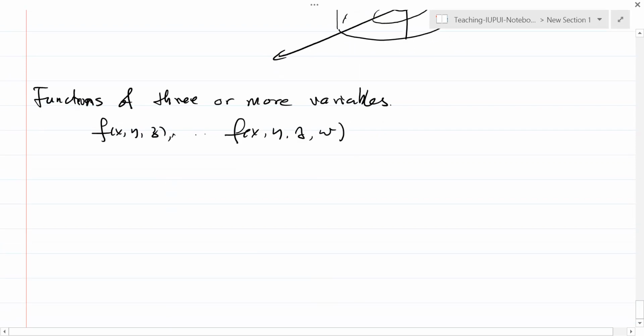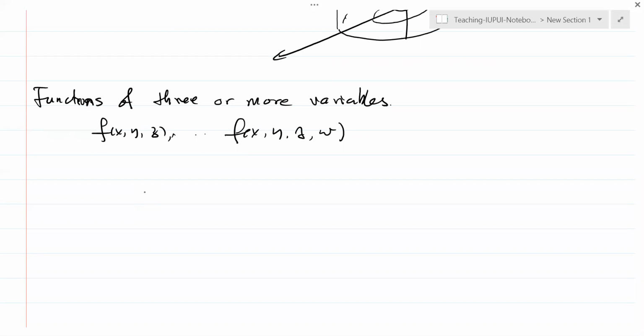This can be understood in a similar way. And then you can talk about the graph. It's harder to draw the graph. If it's a function of 3 variables, how can I draw the graph? You have to go to 4-dimensional space, right, to draw the graph.